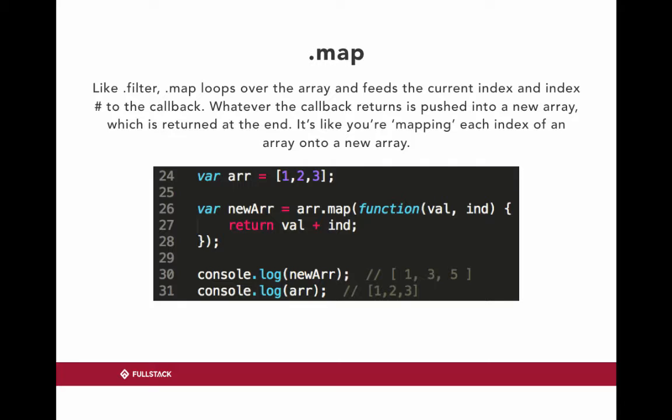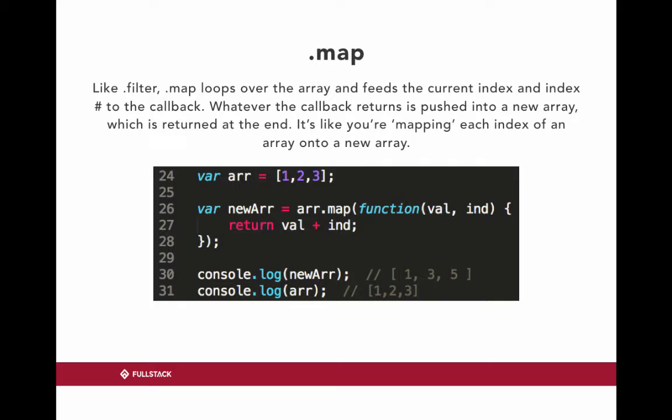So in this case, all I'm doing is, in the callback, returning the current value plus the current index. And you'll see when we call it on the array 1, 2, 3, we get back 1, 3, 5. And that's because on the first round of the loop, the number is 1 and the index is 0. 1 plus 0 is 1. On the second round, the value is 2 and the index is 1.